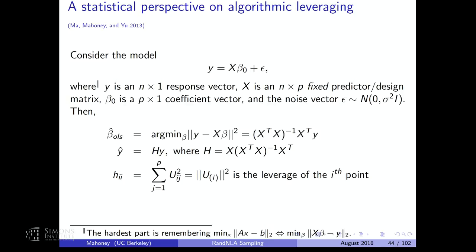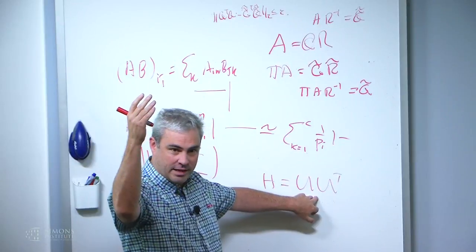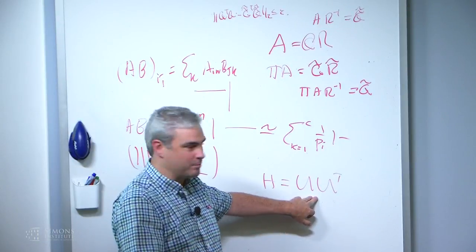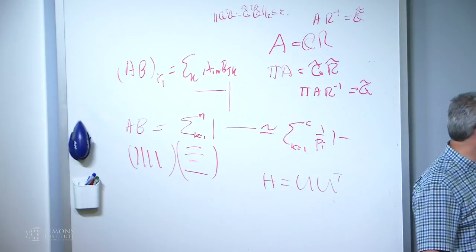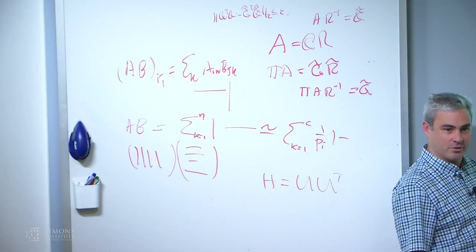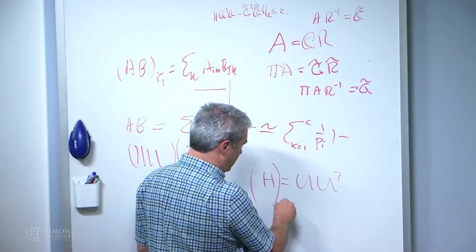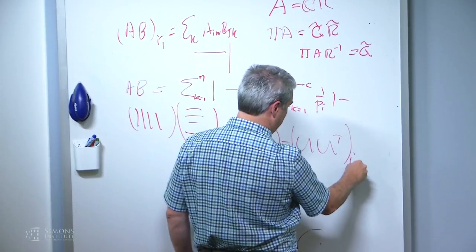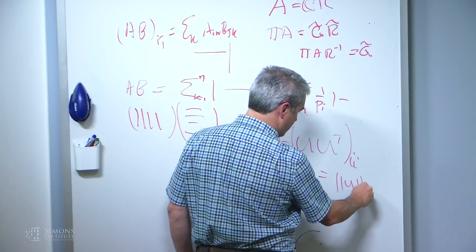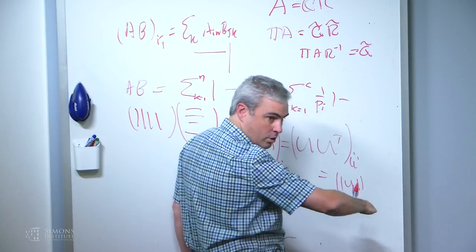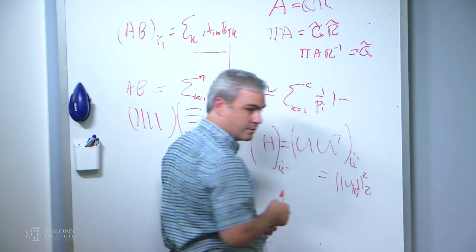So H is equal to U U transpose, where U is your Q from your QR decomposition, for example, or from an SVD or from anything. So you take your data and you project it down. So this is the hat matrix, because it takes your non-hatted thing and it puts a hat on it. So if you go to statistics books, there's hats there. And so if you have U U transpose, and you ask yourself, what is the ii element of that? That's equal to the ith row of this tall matrix, if I get all my squares right.